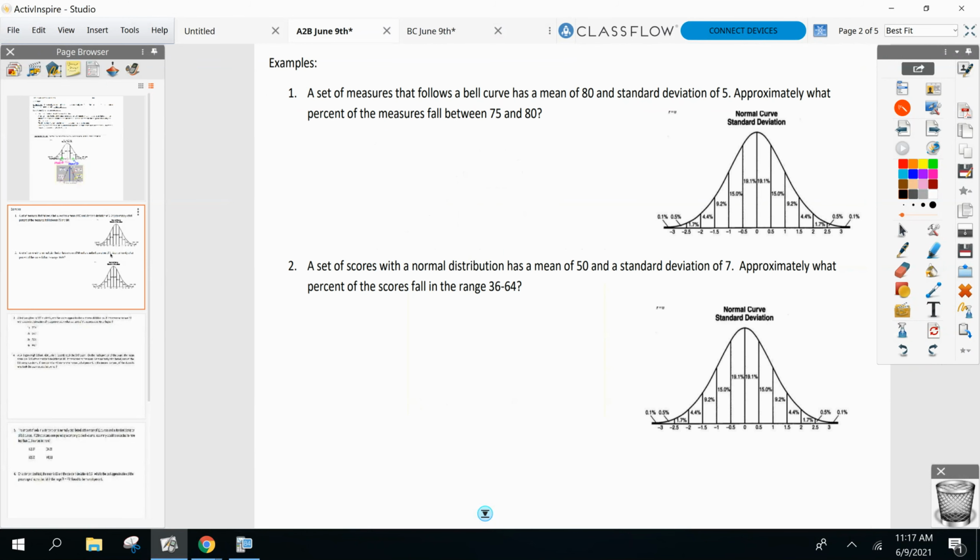Take a look at your first example on the next page. You've got measures that follow a bell curve. Can you circle the term bell curve? What that means is, use those percents under the curve. If I see the term bell curve, I'm going to use the percents underneath this curve I'm giving you. All right, let's keep reading together. I'll take this one slow. The mean is 80. Where should I put 80 on my curve? Right at 0, halfway. Standard deviation of 5.